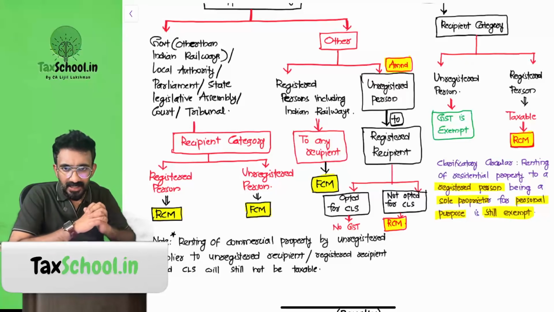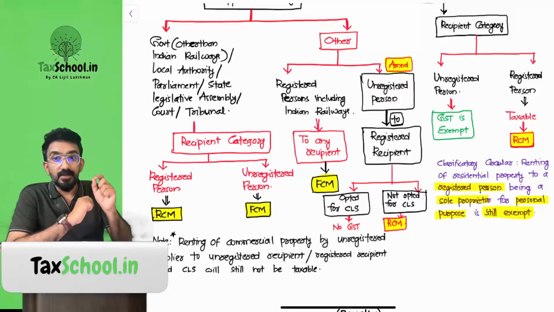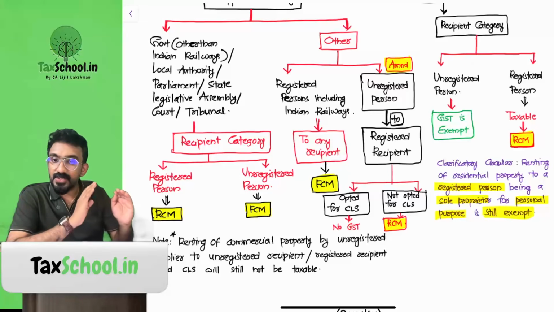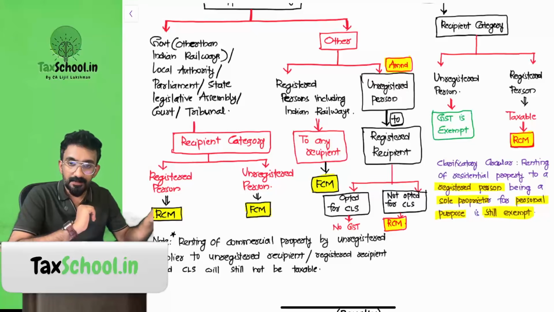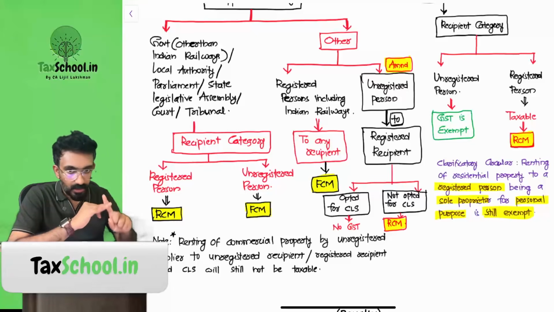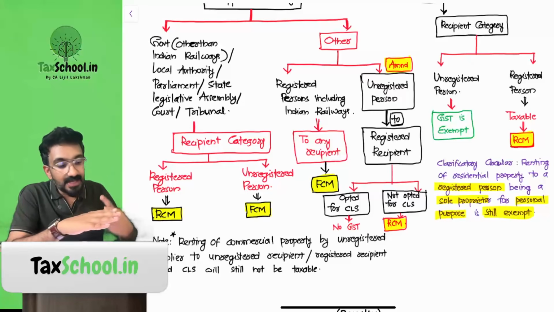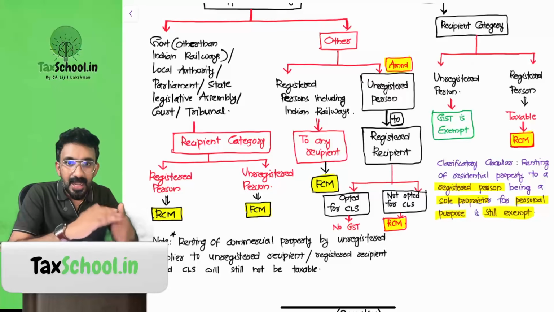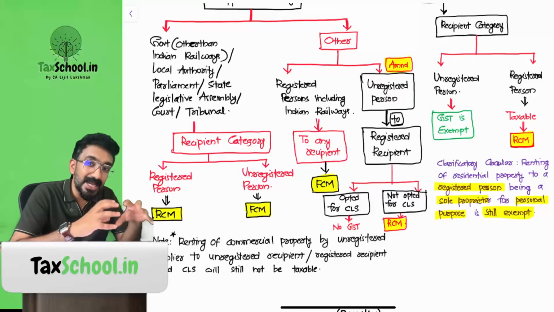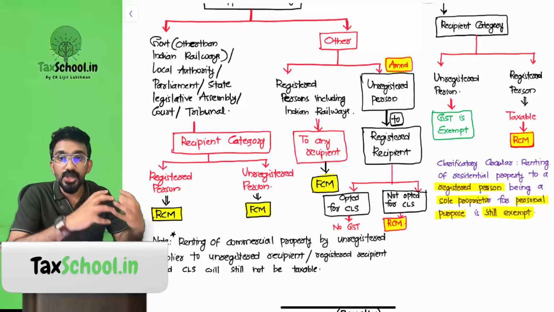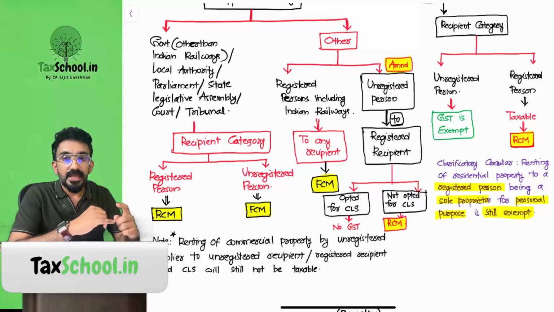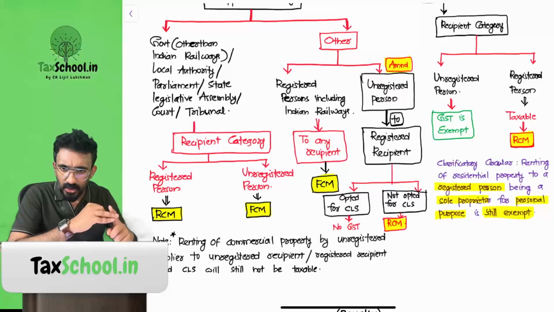If the property is owned by government, but when I say government, I will not include Indian Railway because Indian Railway is always under FCM, so I'm just pushing them aside. If the property is owned by government, local authority, and now I'm adding a few more: Parliament, state legislative assembly, court or tribunal. Why? Because these are actually coming under the same category of government for your charge discussion. So: government other than Indian Railways, local authority, Parliament, state legislative assembly, court or tribunal.